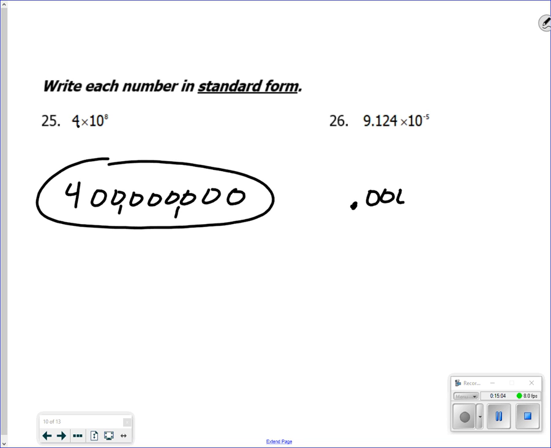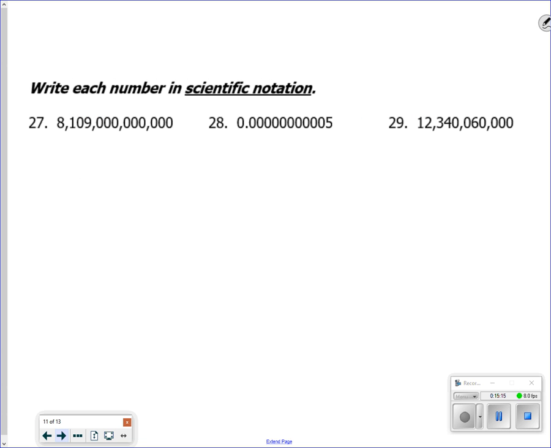Next, I'm going to move it 5 decimal places smaller. So 1, 2, 3, 4, and the 5th decimal place would be the 9. So again, 9.124 times 10 to the negative 5th. Next, I want to go the other way. So I'm counting decimal places.